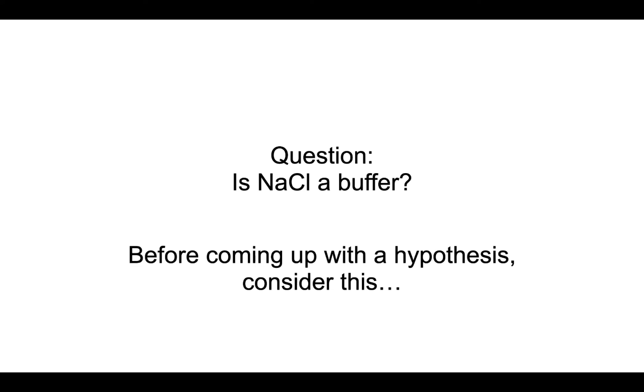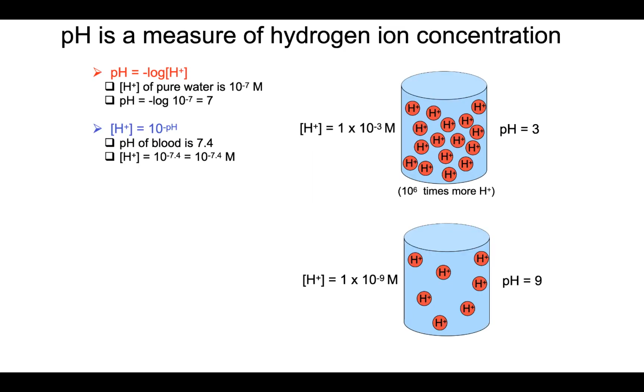And so before coming up with a hypothesis, what you want to do is a little academic research. So let's look into what buffers are. Well, before we can look into what buffers are, we have to understand the concept that the concentration of hydrogen ions in solution is an important factor to know. As you will learn in lecture, it is what determines whether a protein is in its native conformation or whether it's been denatured. Okay, so that's affected by the hydrogen ion concentration.